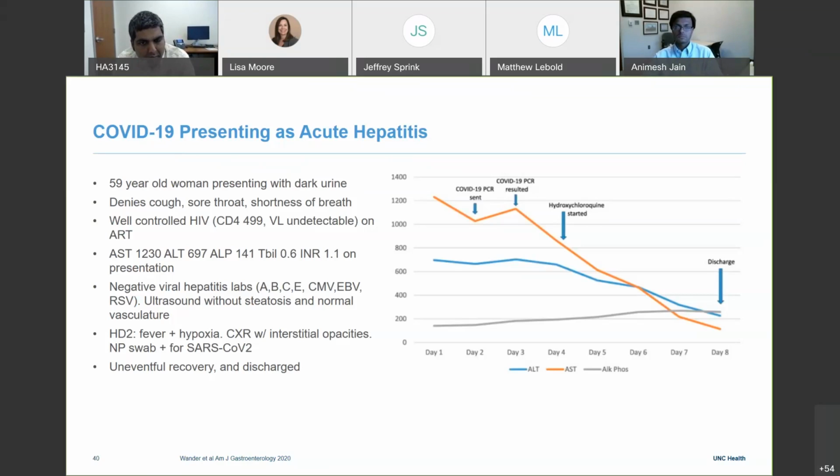This I just wanted to point out is kind of an atypical presentation of hepatic disease with COVID-19, but we'll get to more of the traditional things that we're seeing later on. You can get the next slide, please.